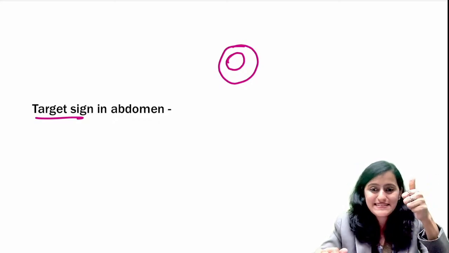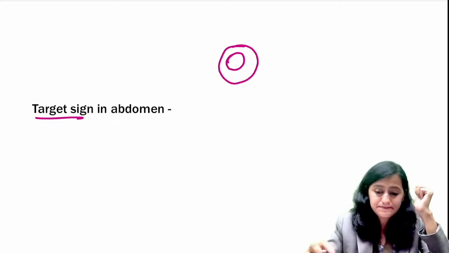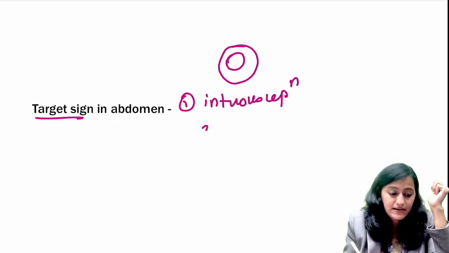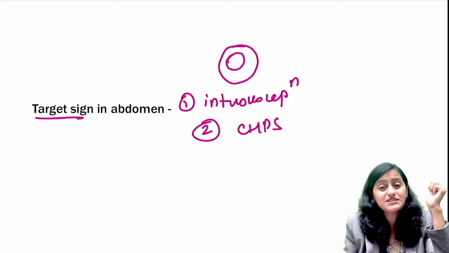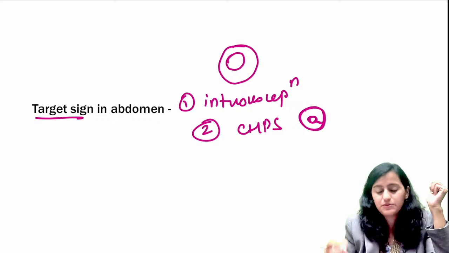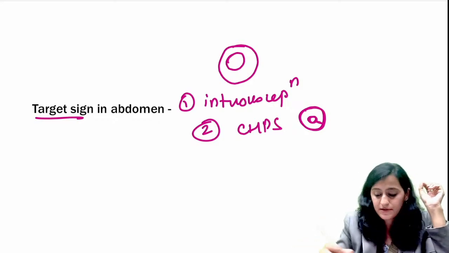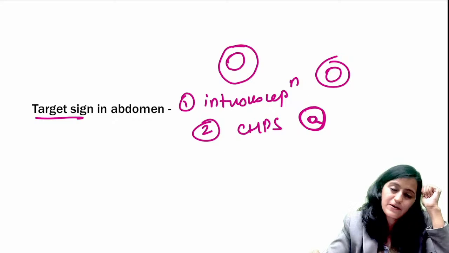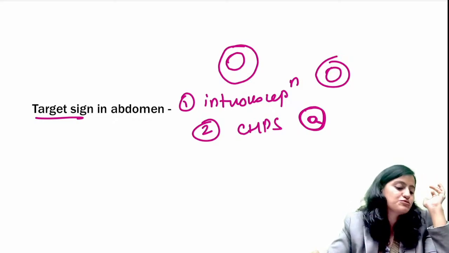Very good. One is intussusception. And where else can you have it? Remember CHPS also: the narrow pylorus and the thickened pyloric muscle also give the target appearance. Intussusception, inner bowel, outer bowel, gives the target sign. Okay, so CHPS also and intussusception also.